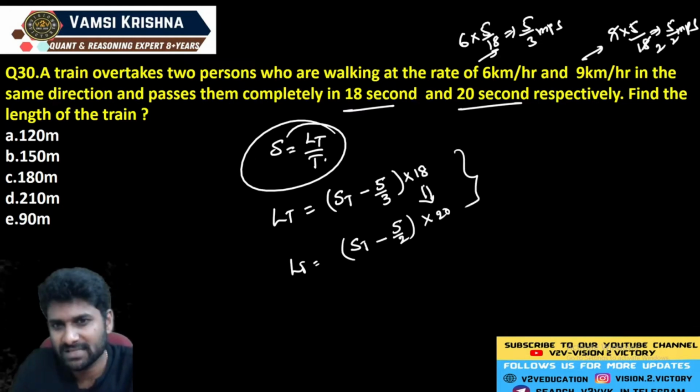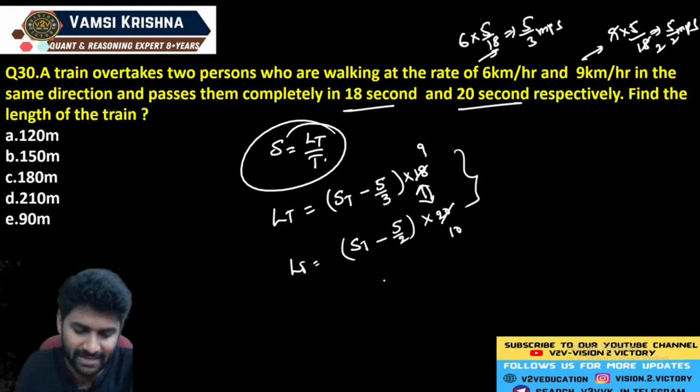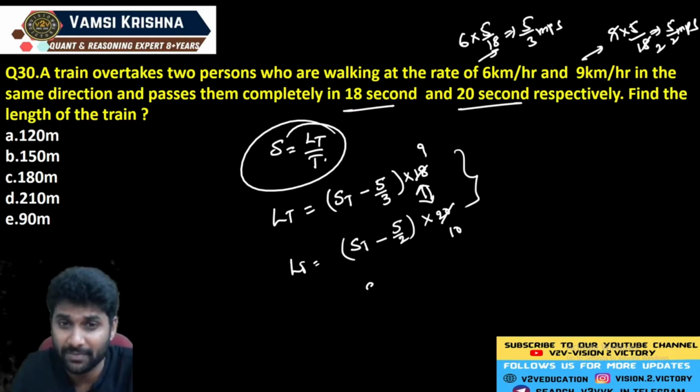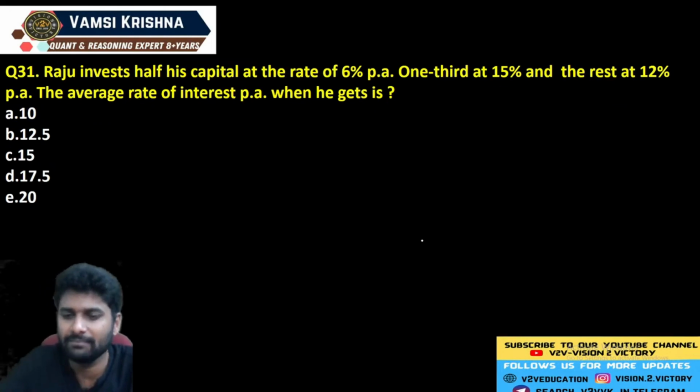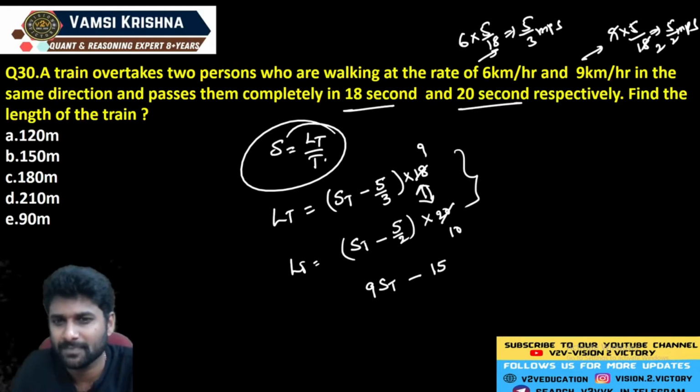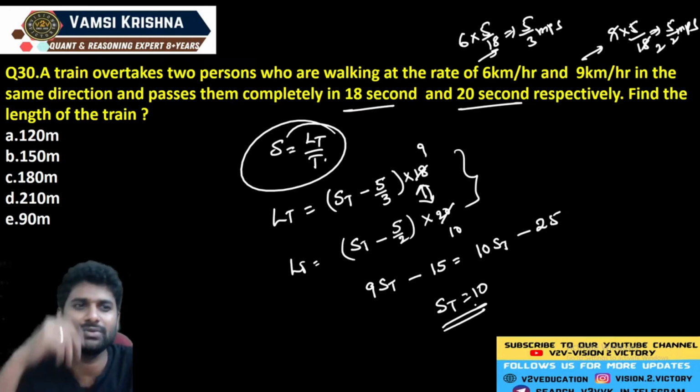Just equate it. It's 9 times, it's 10 times. Just cross multiply them, guys. You will get this value. We are equating it, right? 9 st minus 9 5s are 45, divided by 3, 45 by 3 means it's 15. Directly I am taking the values. Next value 10 st minus 25. It's a difference of st is equal to 10. Speed of the train is equal to 10, guys.